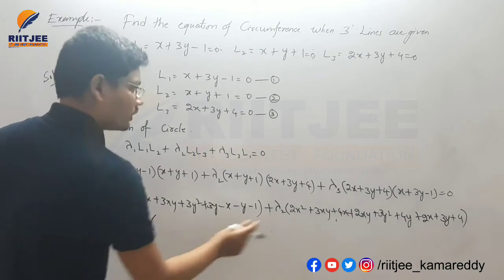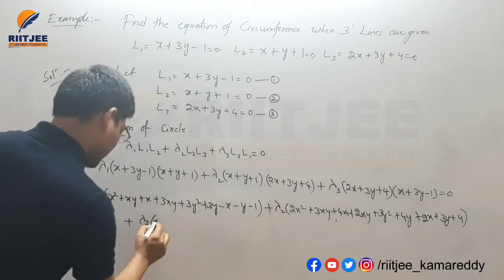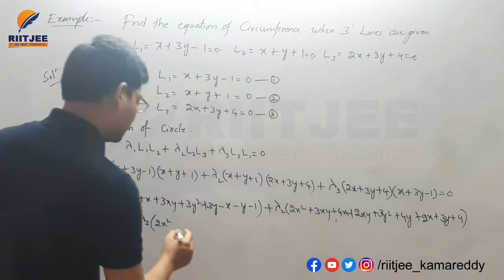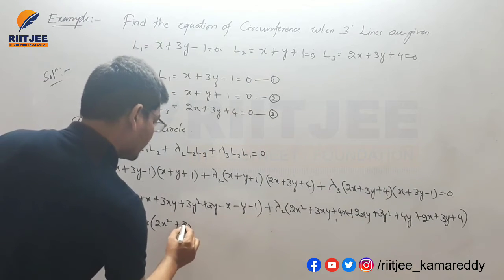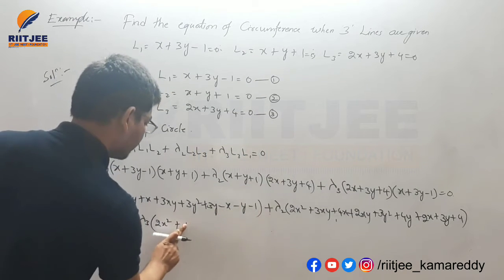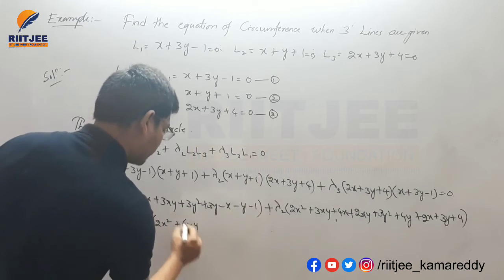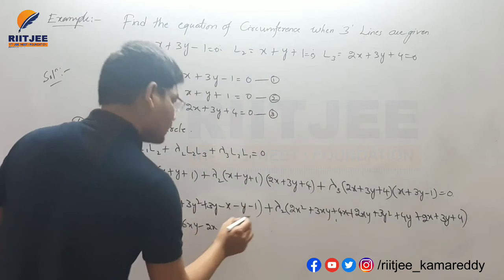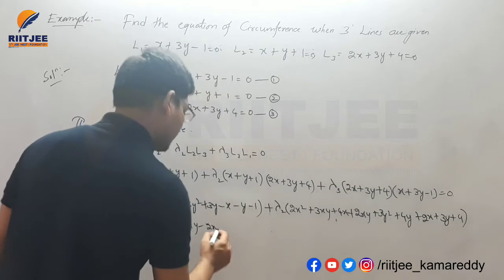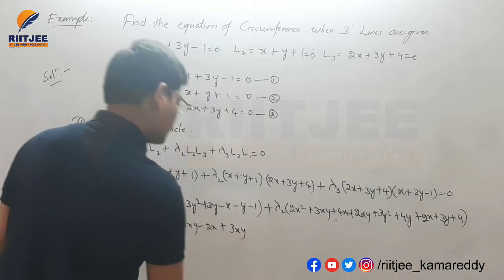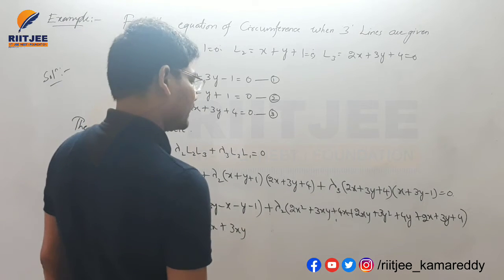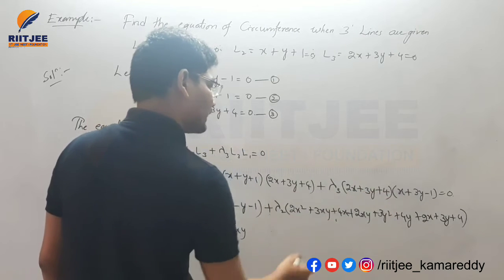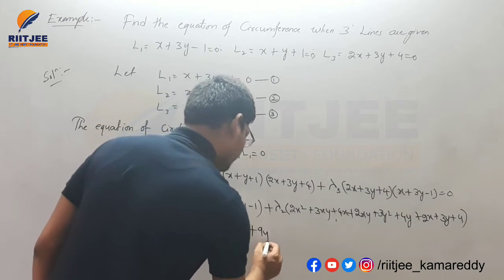Lambda 3 is nothing but 2x into x, 2x square. Next 2x into plus 3y, 2 3 ja 6, 6xy. Next 2x into minus 1, minus 2x. Next 3y into x, 3xy here, and the next one 3y into 3y, 9y square.